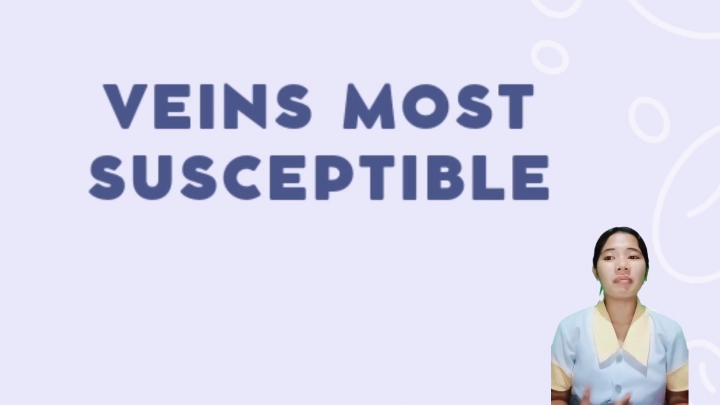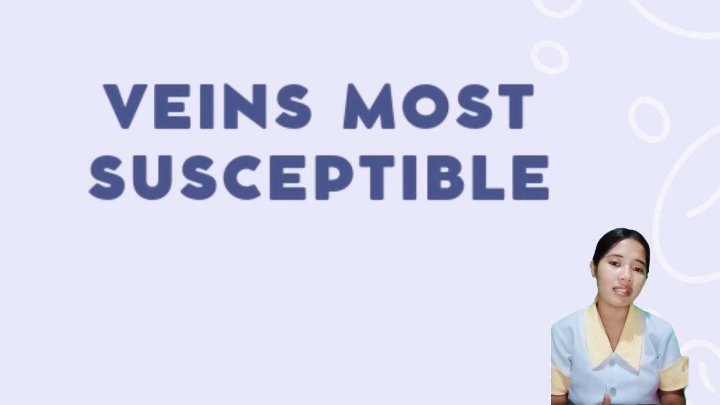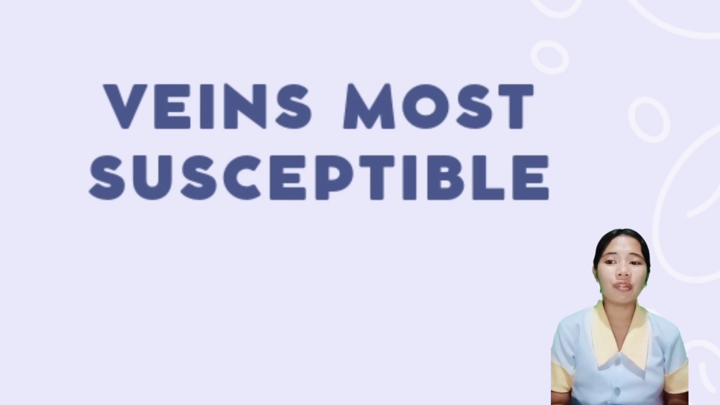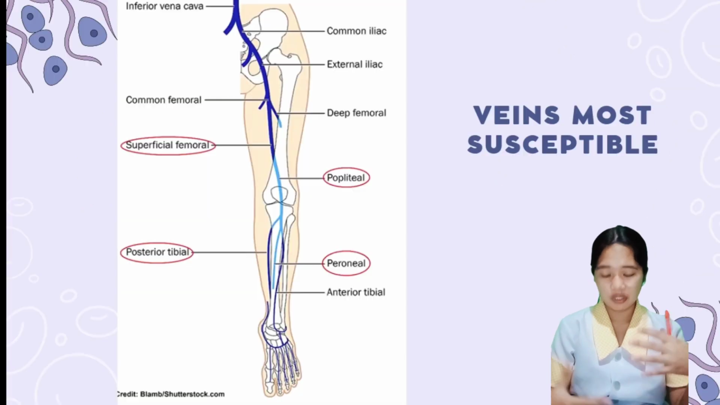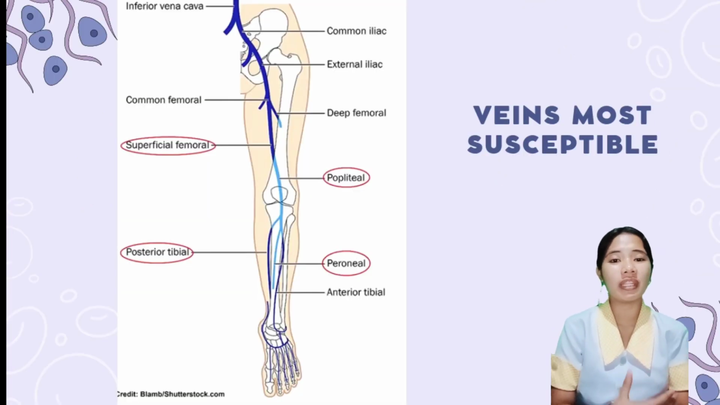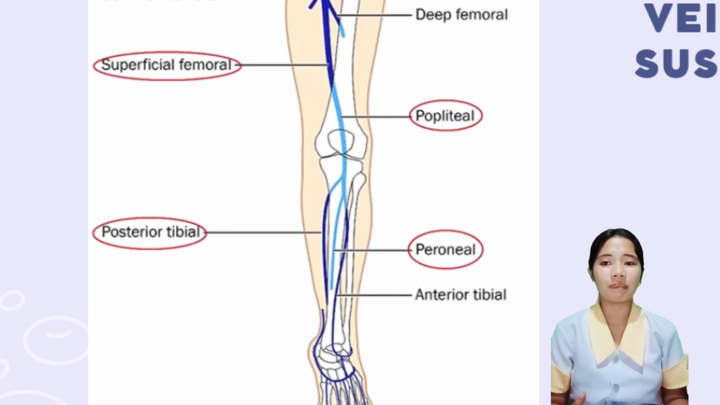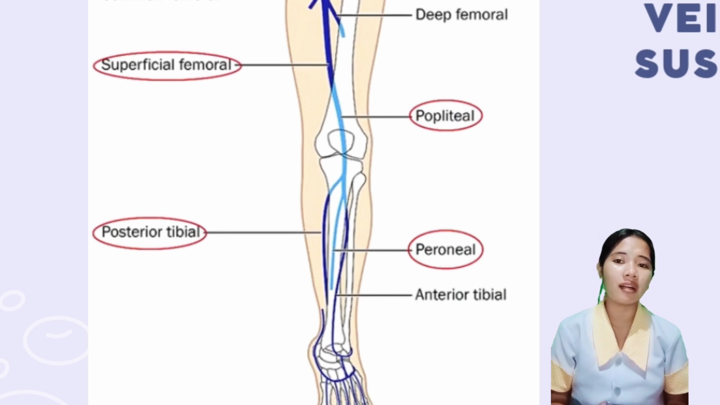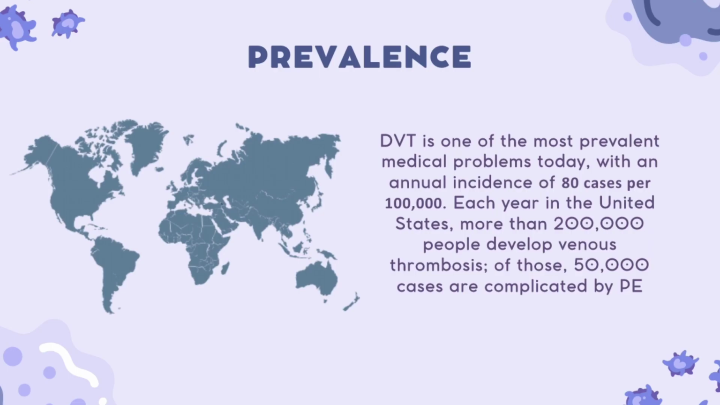So, ano nga ba yung most susceptible na veins for DVTs? Ito yung peroneal, posterior tibial, the popliteal, and the superficial femoral. In the United States, more than 200,000 people ang nagkakaroon ng venous thrombosis. Tapos, 50,000 people doon ang nagkakaroon ng complications ng pulmonary embolism.